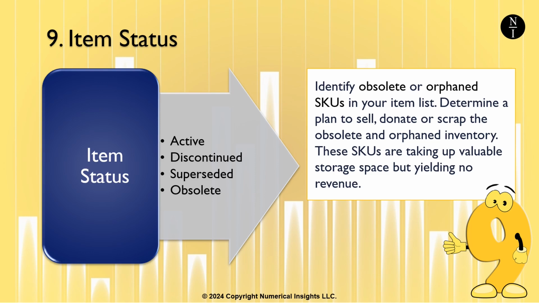If you're not familiar with item status, the most popular ones are active, discontinued, superseded, which means a part has been replaced by another item number, or obsolete.